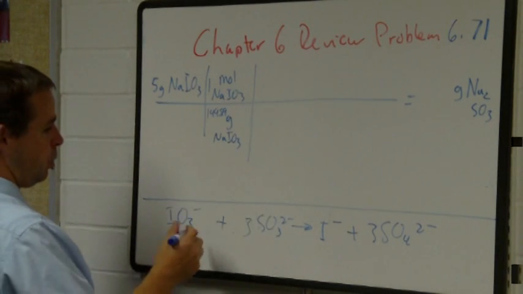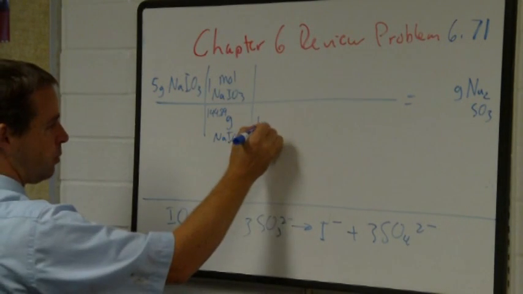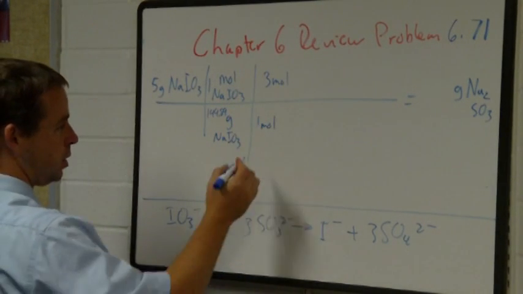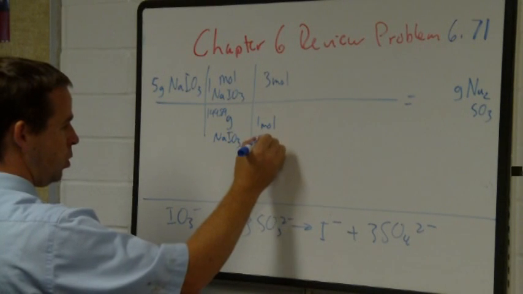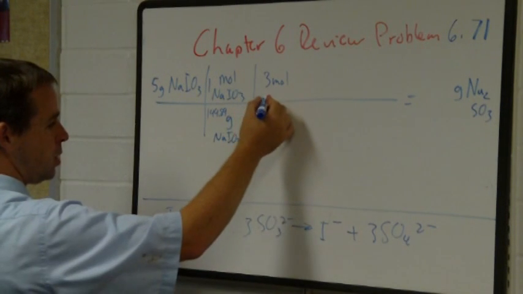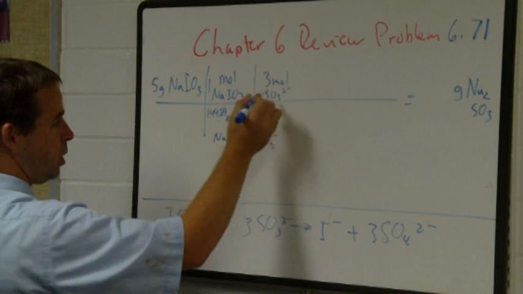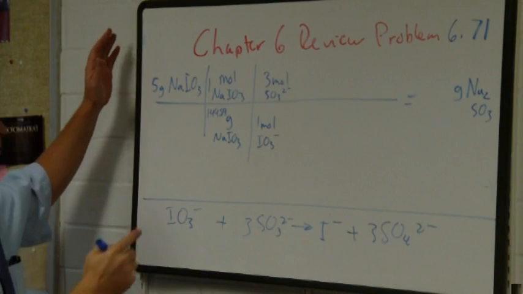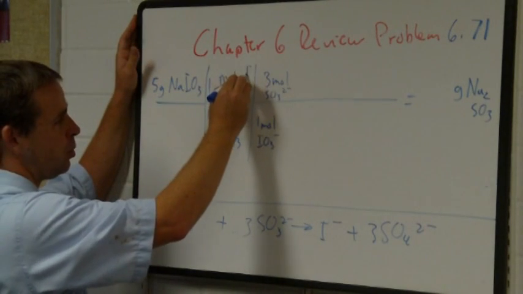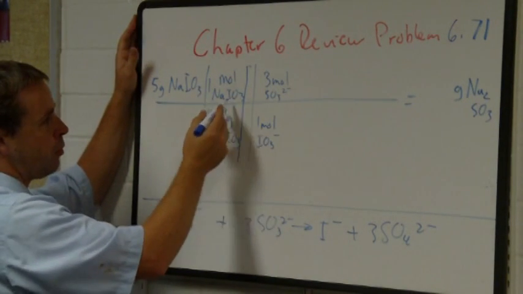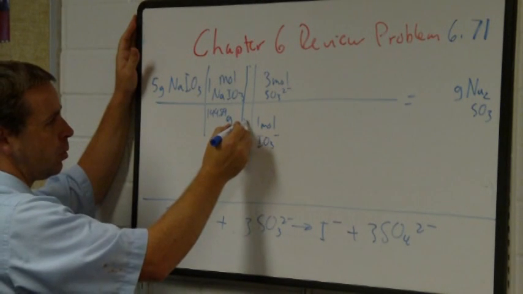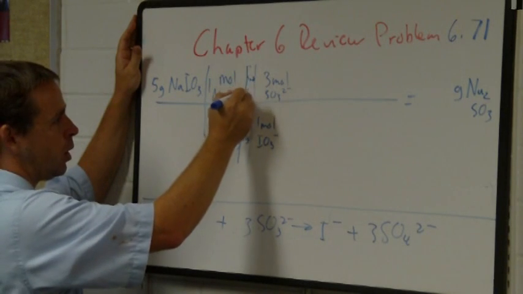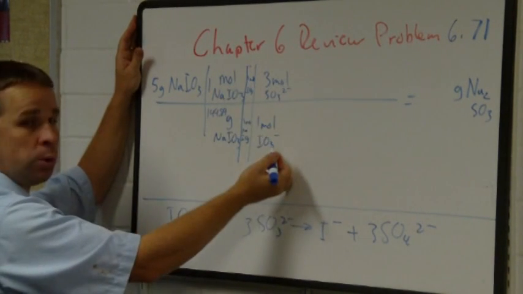And then we can see that the molar ratio is for every 1 mole of this stuff, we're going to need 3 moles, or be able to consume 3 moles of that stuff. So this is the IO3 minus, and this is the SO3 2 minus. And I kind of left out one slice here that I could include. For every 1 mole of NaIO3, I get 1 mole of IO3, right? So now I'm in moles of IO3.